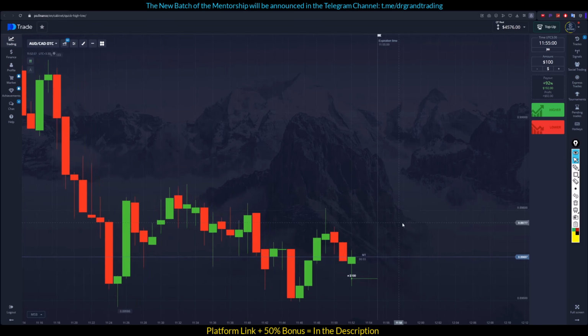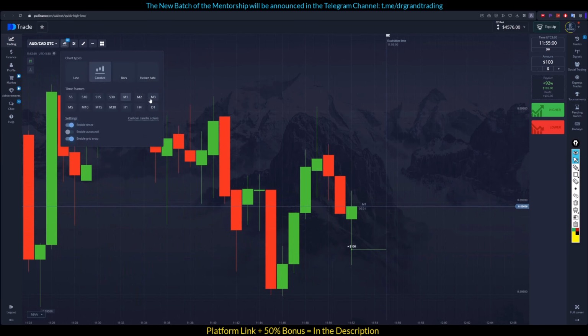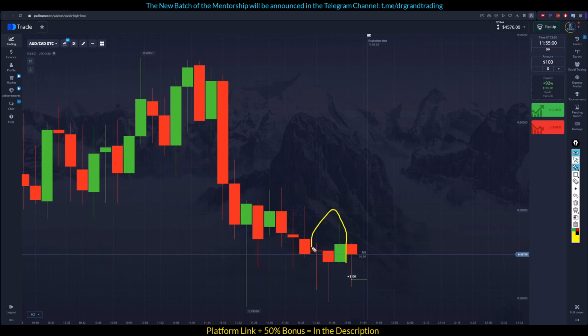Let me check for the confirmation. I actually didn't check for the confirmation, so let me just check. Oh yeah, we see this engulf, so this is a safe trade, okay? But the point is, it's not in the body of the engulf, so that's the only risk that we are taking.